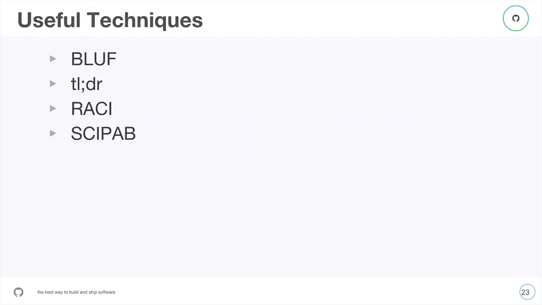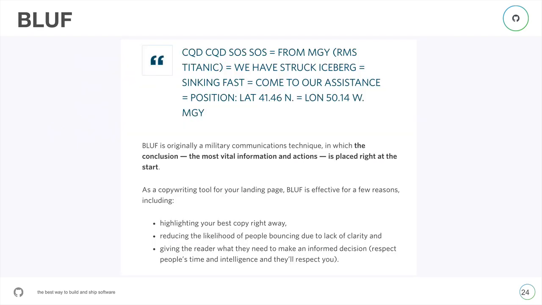There are a few useful techniques here. I'm not going to spend a lot of time on these. You can actually look at these online. So if you Google BLUF, RACI, or SCIPAB, some of you have probably already heard of one or more of these techniques. These are just some communication techniques that we have shared with our teammates. I mentioned that this is used in new hire orientation. So these are just a few of the techniques that we've shared with teammates over the years.